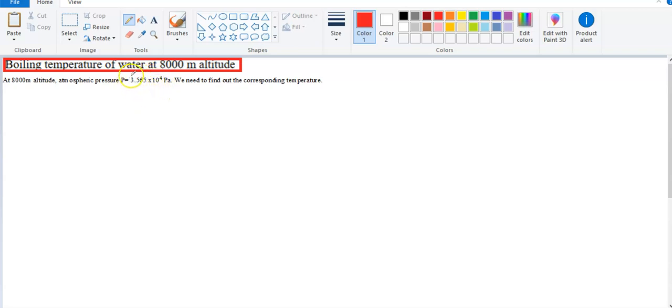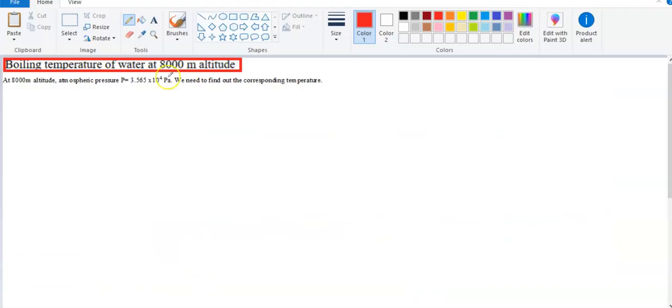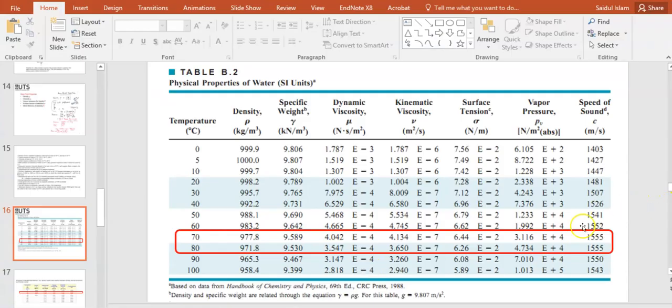Okay, so if this is the vapor pressure and we need to calculate the boiling temperature, that means we need to find out the corresponding temperature. So let me check the table at first. You see this column is for vapor pressure, and the first column is for temperature. We found the pressure is 3.565 × 10^4, so let's see where this value is.